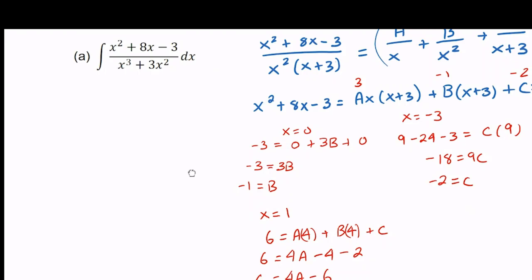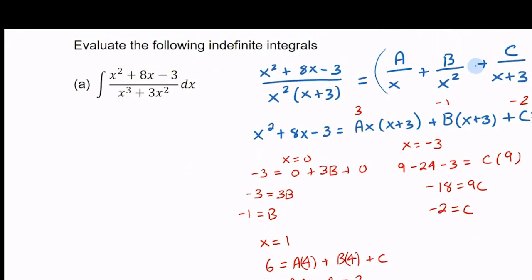So what this means is we can go ahead and integrate this term instead. This integral is equivalent to the integral of a over x with a equal to 3, plus b over x squared. b was equal to -1, so instead of plus, it's just -1 over x squared, plus c, which we know is -2, so it's actually going to be -2 over x plus 3. And we're going to integrate these partial fractions instead of what we had originally.